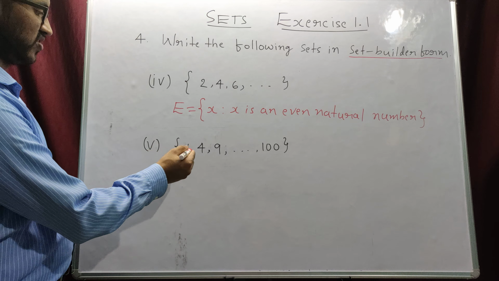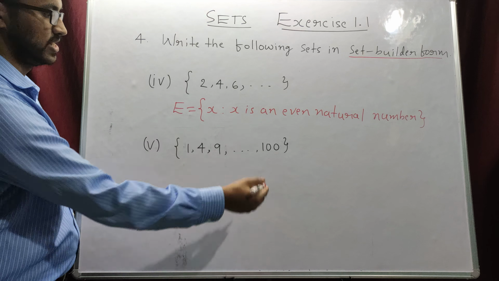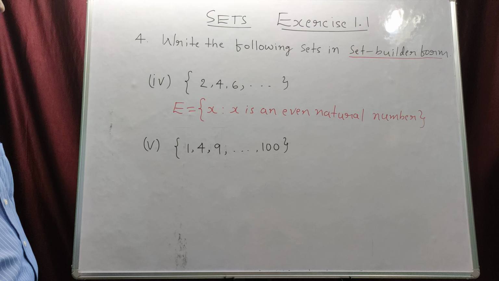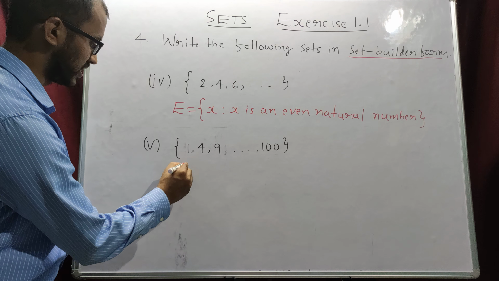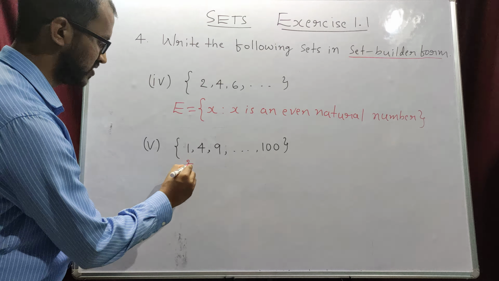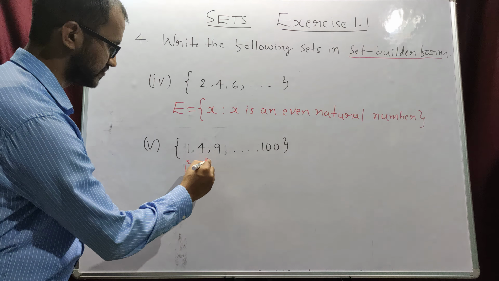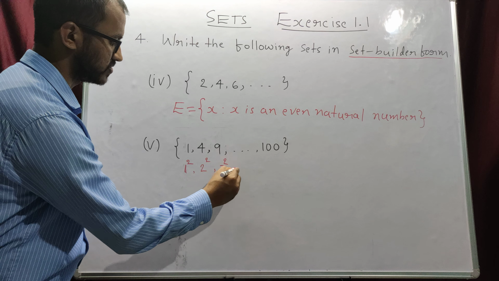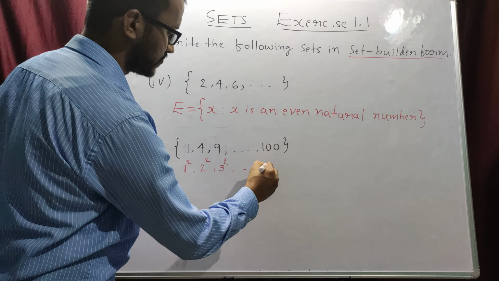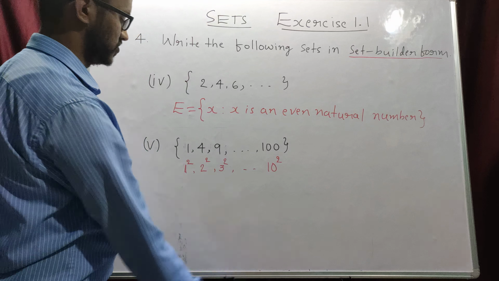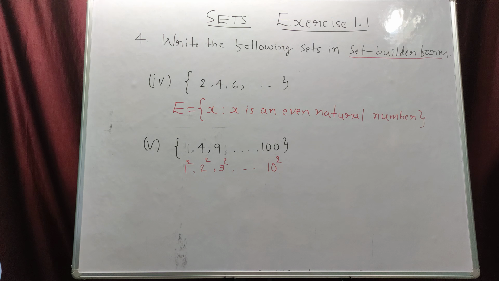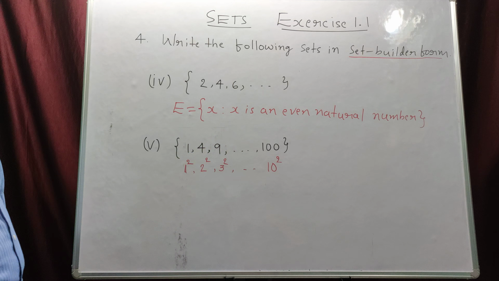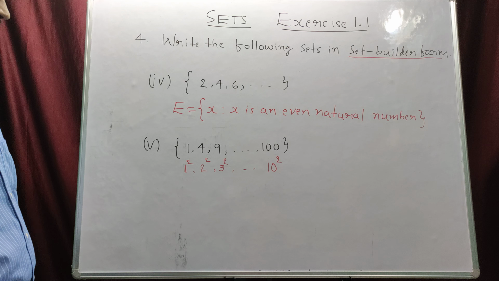Fifth one, 1, 4, 9 till 100. Again, what I can see from seeing these numbers, 1 means I can write 1 square, 4 means 2 square, 9 means 3 square, and so on. 100 means 10 square. So this is the square of the natural number less than or equal to 10.